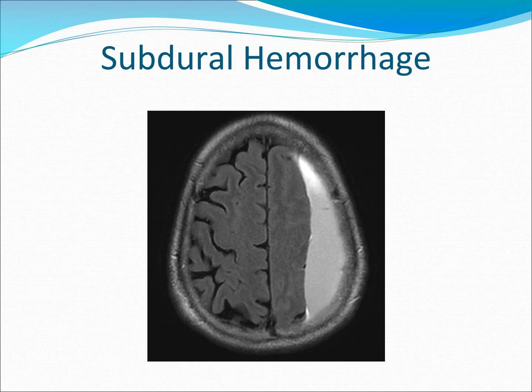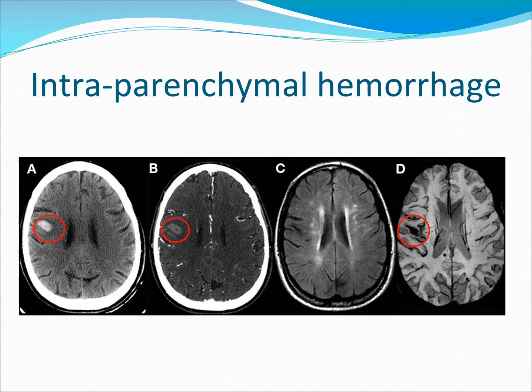Subdural hemorrhage, lens-shaped, white, collecting between the surface of the brain and the inside of the skull, causing a lot of swelling and compression. You don't see any gyri, you see plenty of gyri and sulci on this side. Intraparenchymal hemorrhage, which basically means that the bleed happens within the parenchyma or within the substance of the brain itself. All of these, again, blood appearing dark on MRI and white on CAT scans.